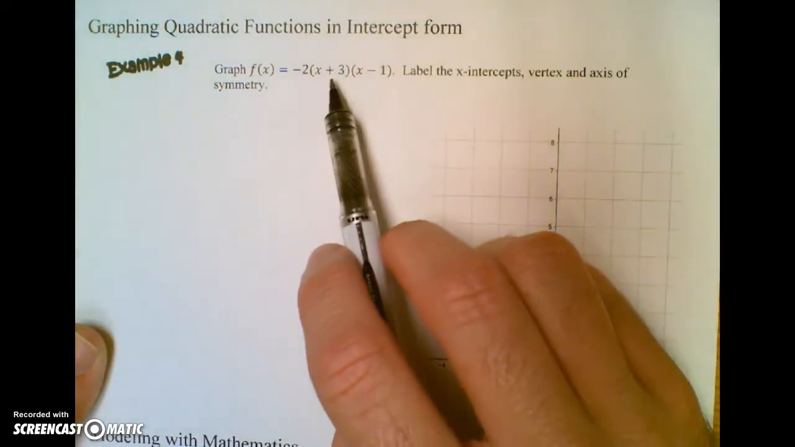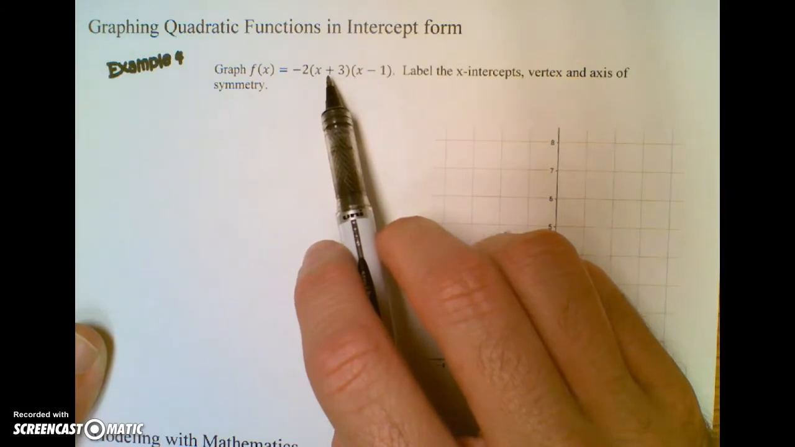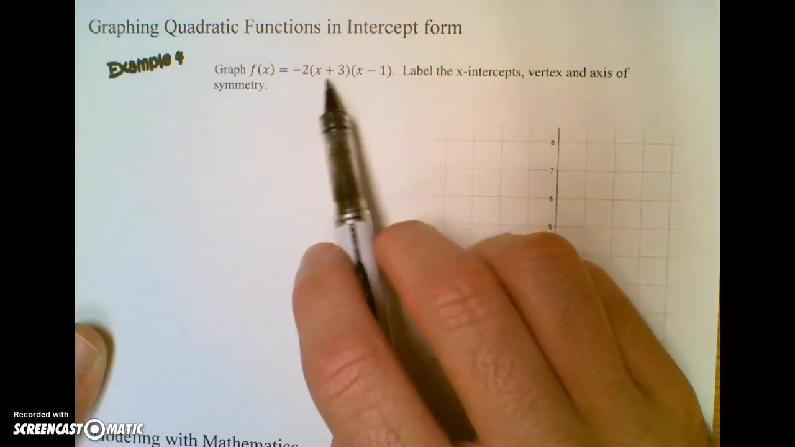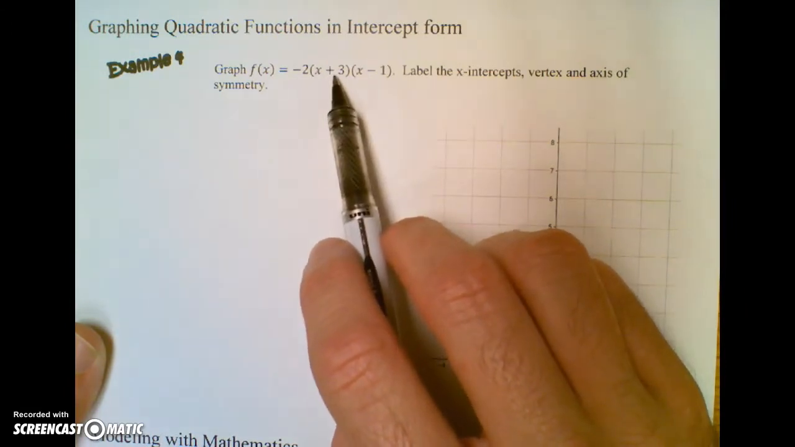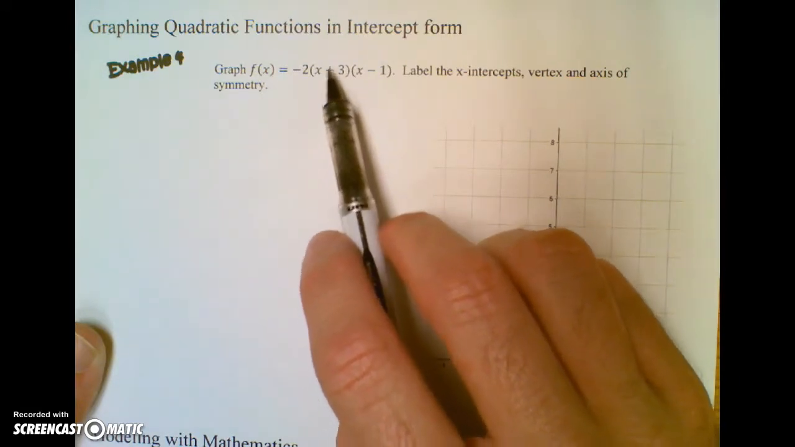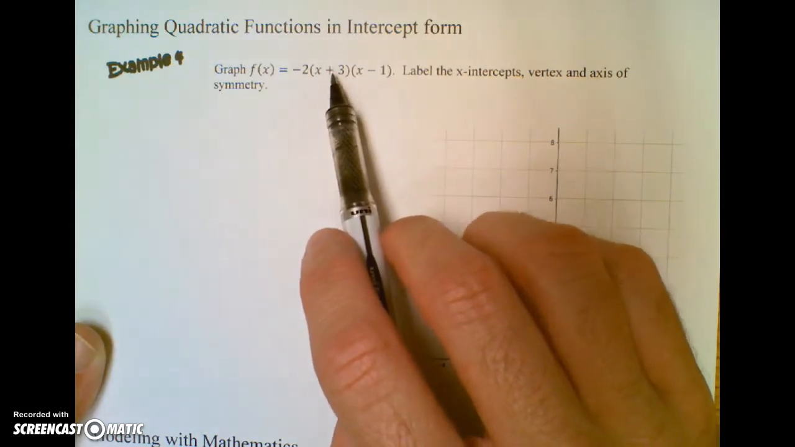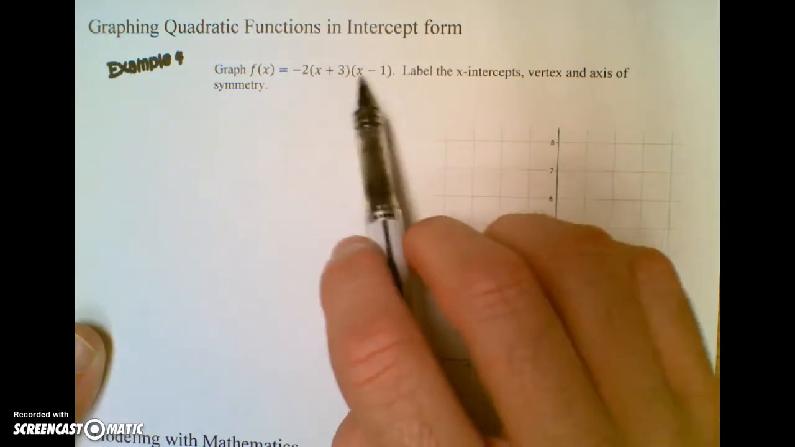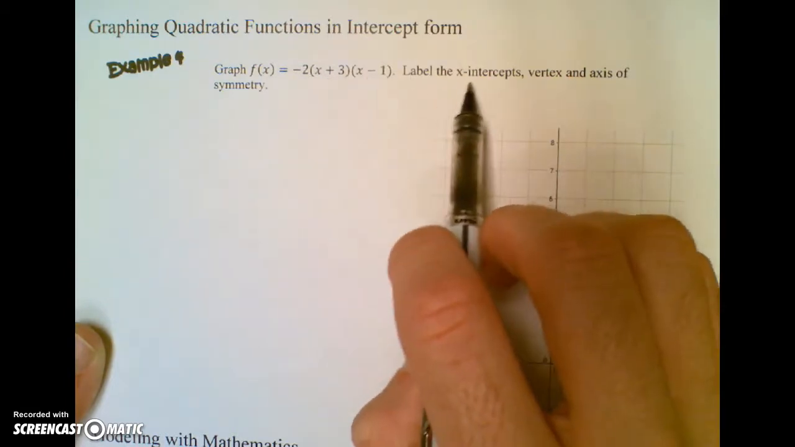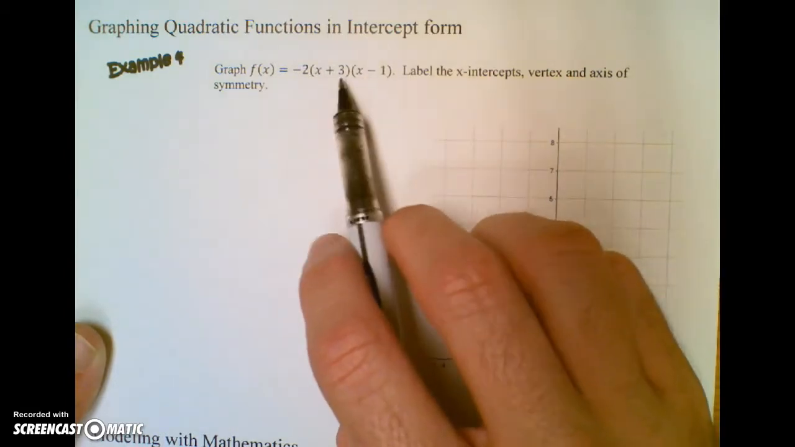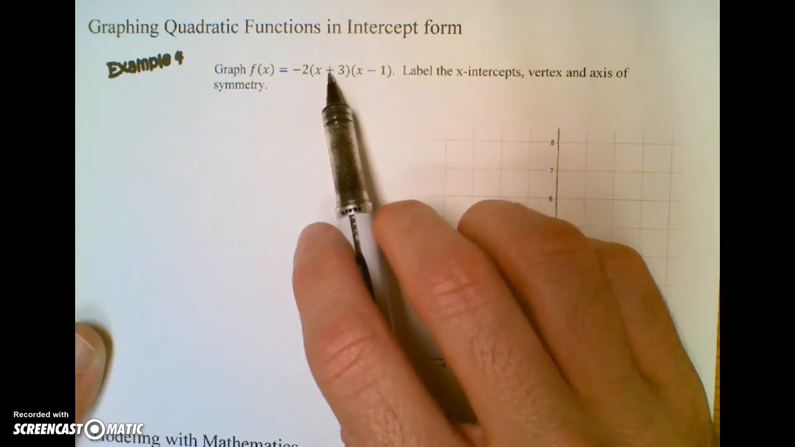Think about when we were transforming equations. We were using this value inside the parentheses and doing the opposite value in the direction of which way it was going to tell us how many spaces left or right we were moving. So essentially the same principle applies when it's written in this form. I can find the x-intercepts straight away from this graph by doing the opposite of what's inside the parentheses.